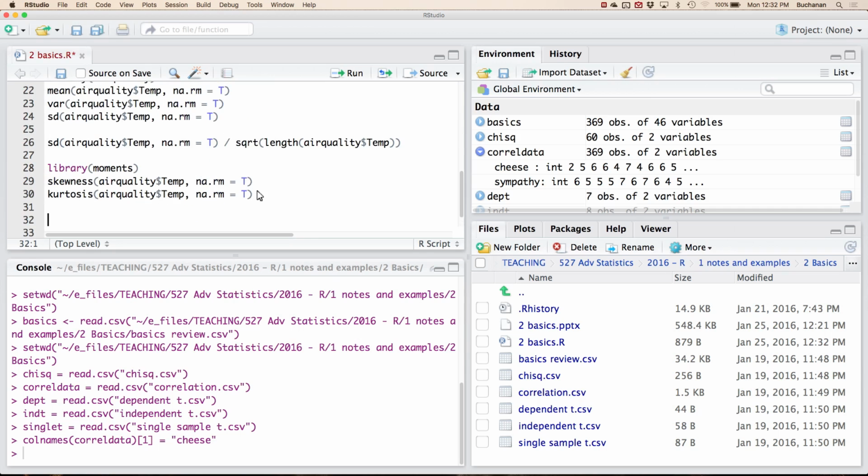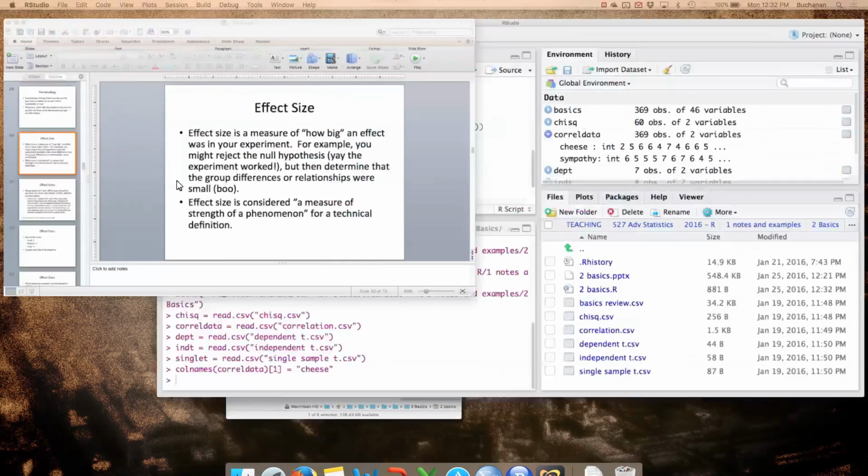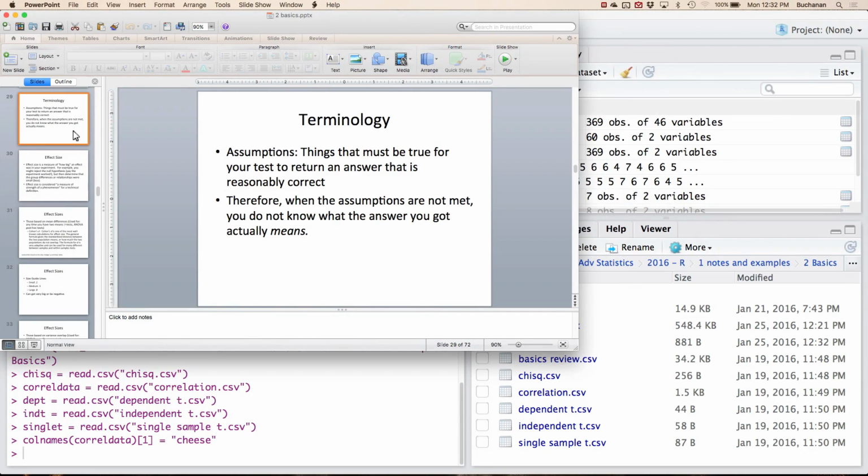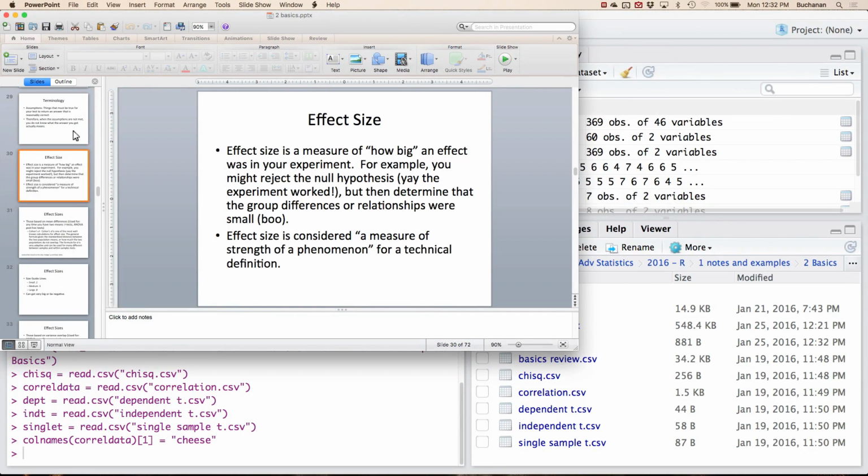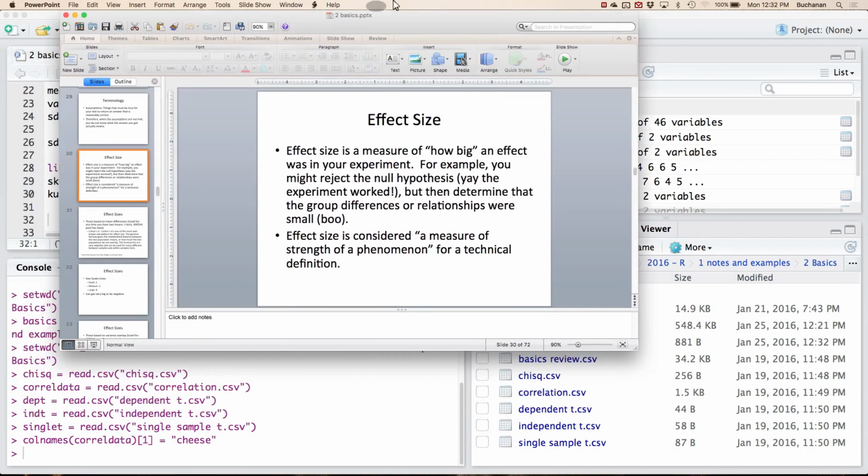All right, so I'm going to keep adding to my script that we had last time, and we ended on assumptions. We're going to start with my favorite topic, which is effect size.